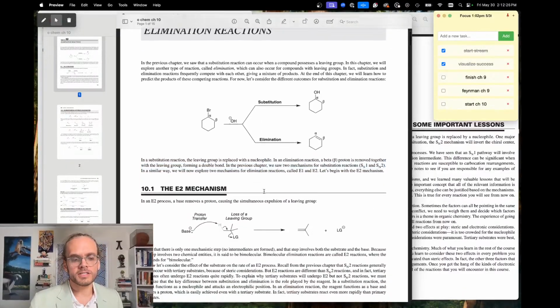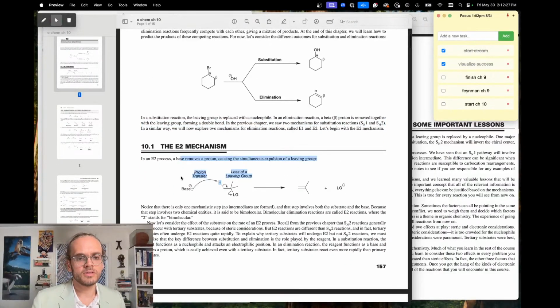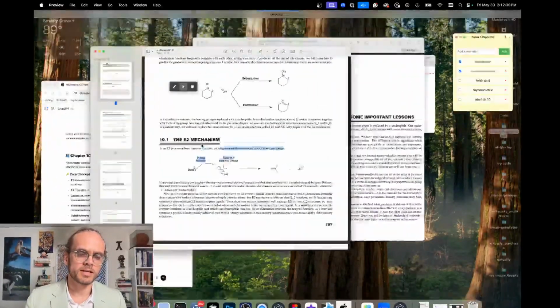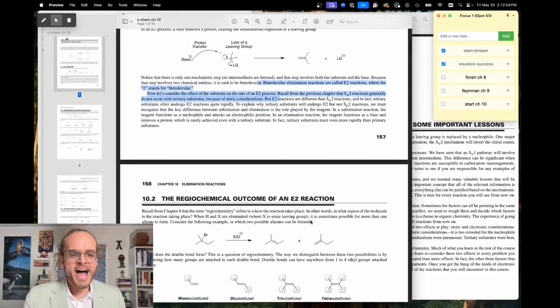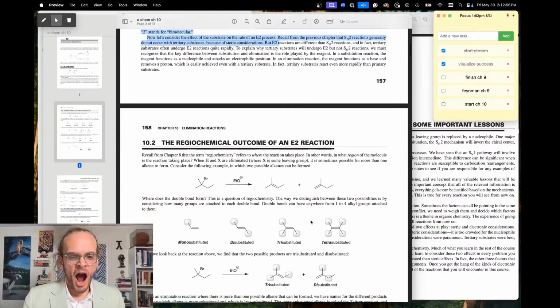There's E1 and E2, starts with E2. Base removes a proton, causing the simultaneous, so this is another one of those things where it's two things happening at once, proton transfer and loss of a leaving group. All right. Only one mechanistic step. What's it called? No intermediates. It's bimolecular. It involves two chemical entities, the base, proton transfer, loss of leaving group. Okay. Regiochemical outcome.